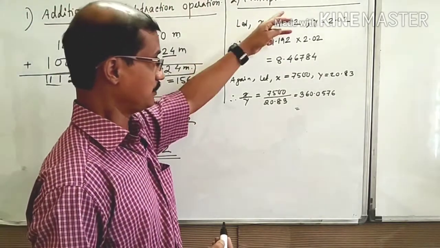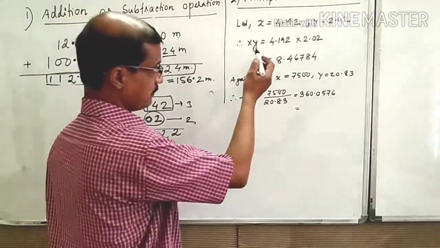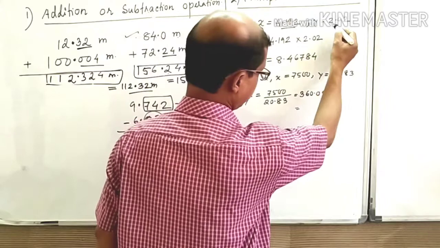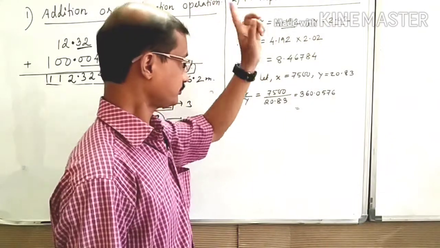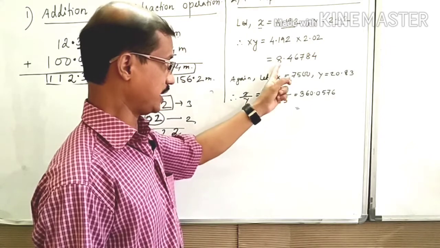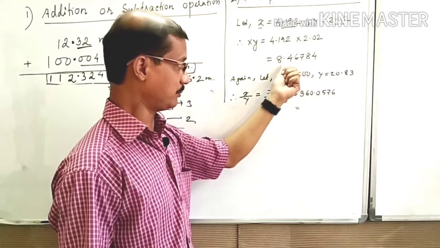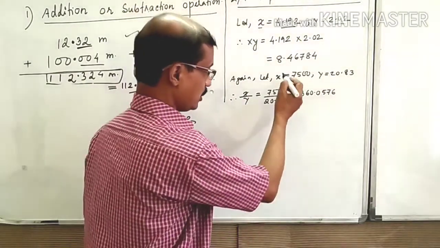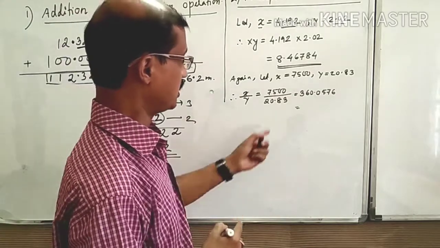Next I will discuss multiplication and division. Suppose we have two numbers, let x equals 4.192 and y equals 2.02. We have to multiply these two numbers. After multiplying, suppose the result is 8.46784. We have to round off this result.